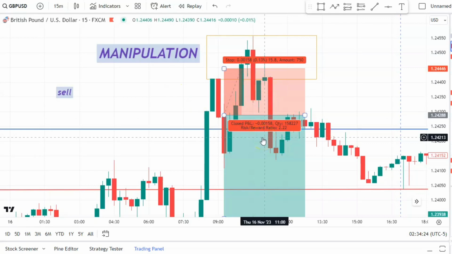Sometimes you might have the correct thesis coming into the market, knowing exactly what you want to do. But when it comes to entries, you get into a trade and get stopped out. But still the trade moves in your direction, and you're left wondering, okay, what did I do wrong?